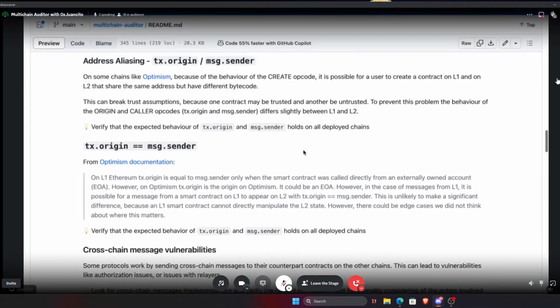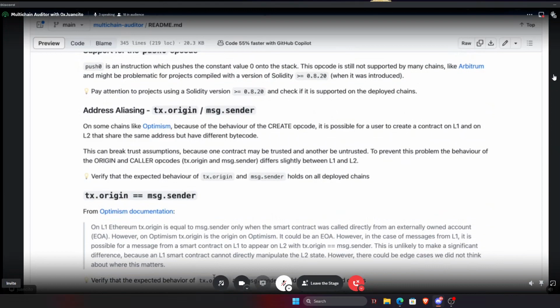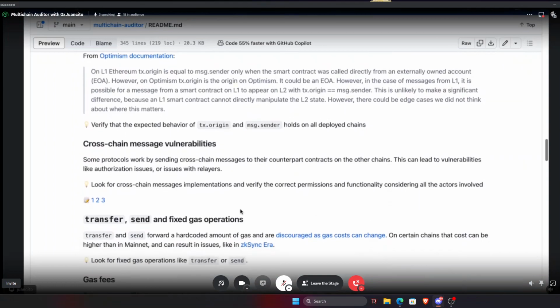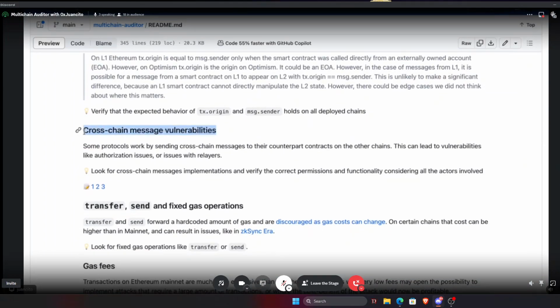But the advice is the same as before. Verify that the behavior is the same for the specific opcodes on the chain that you are developing your project or auditing, compared to Ethereum, for example. Verify that these opcodes behave the same way, and if they behave differently, try to check if that applies to your project. In this case, it probably will be safe, it will be the same. But if you're working on some project that does cross-chain messaging, that might be an issue. As I mentioned, cross-chain message vulnerabilities.